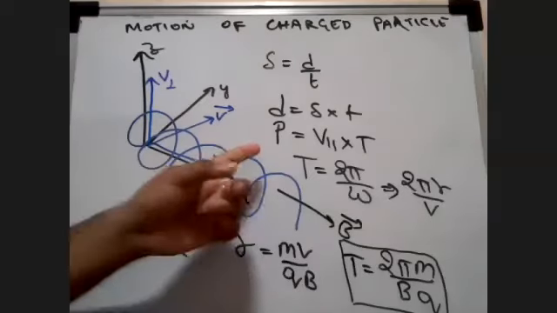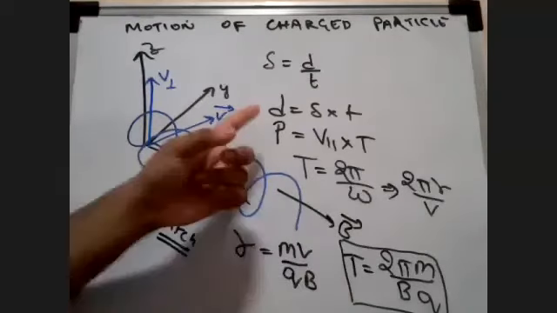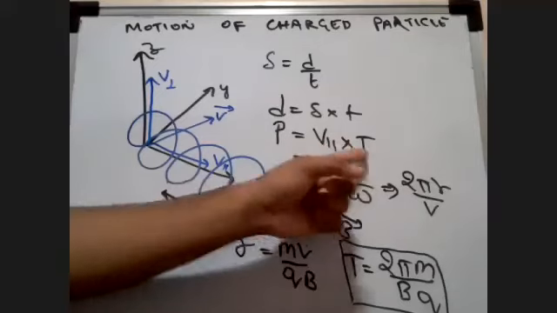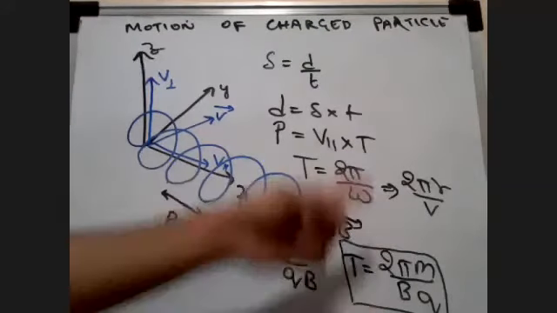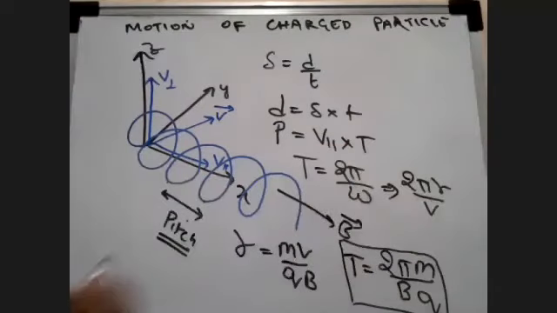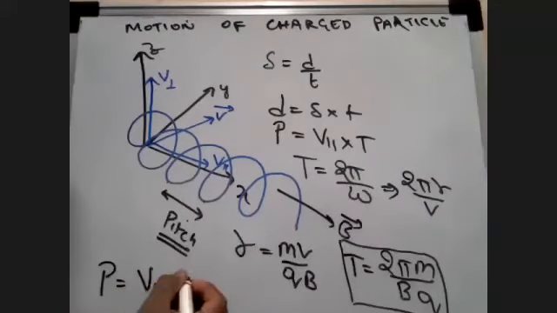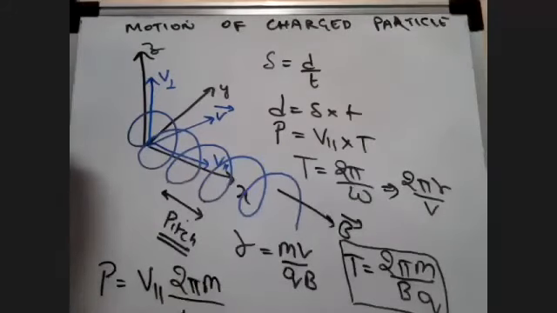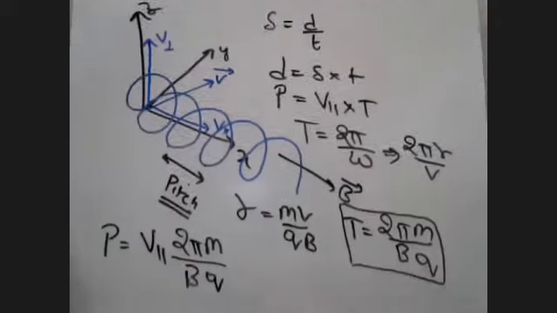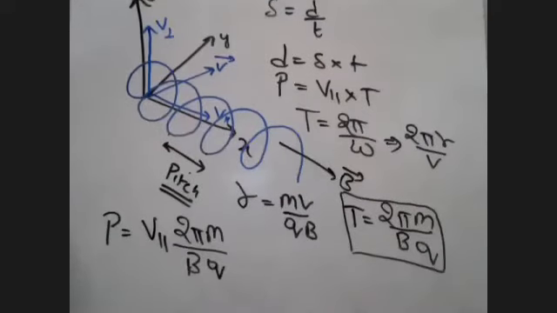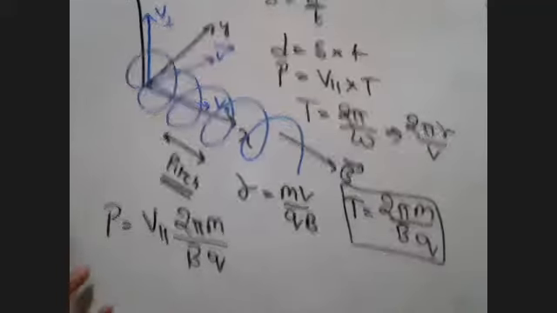Now if we know the time period and we know the formula of pitch, that is V parallel into time period, substitute the value of the time period in the formula, and what will you get? P is equal to V parallel into time period, that is 2 pi m upon Bq. Okay, this is how you calculate pitch.